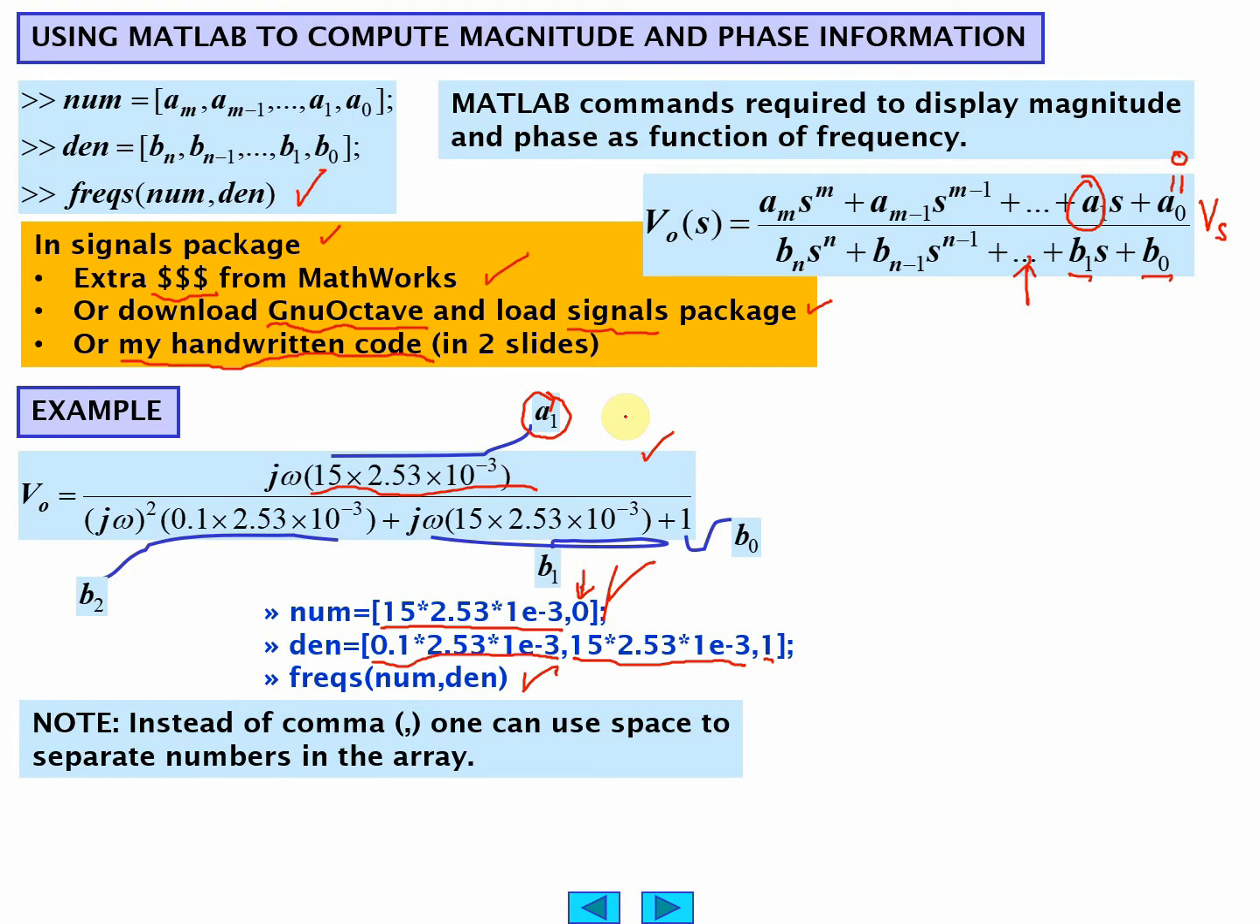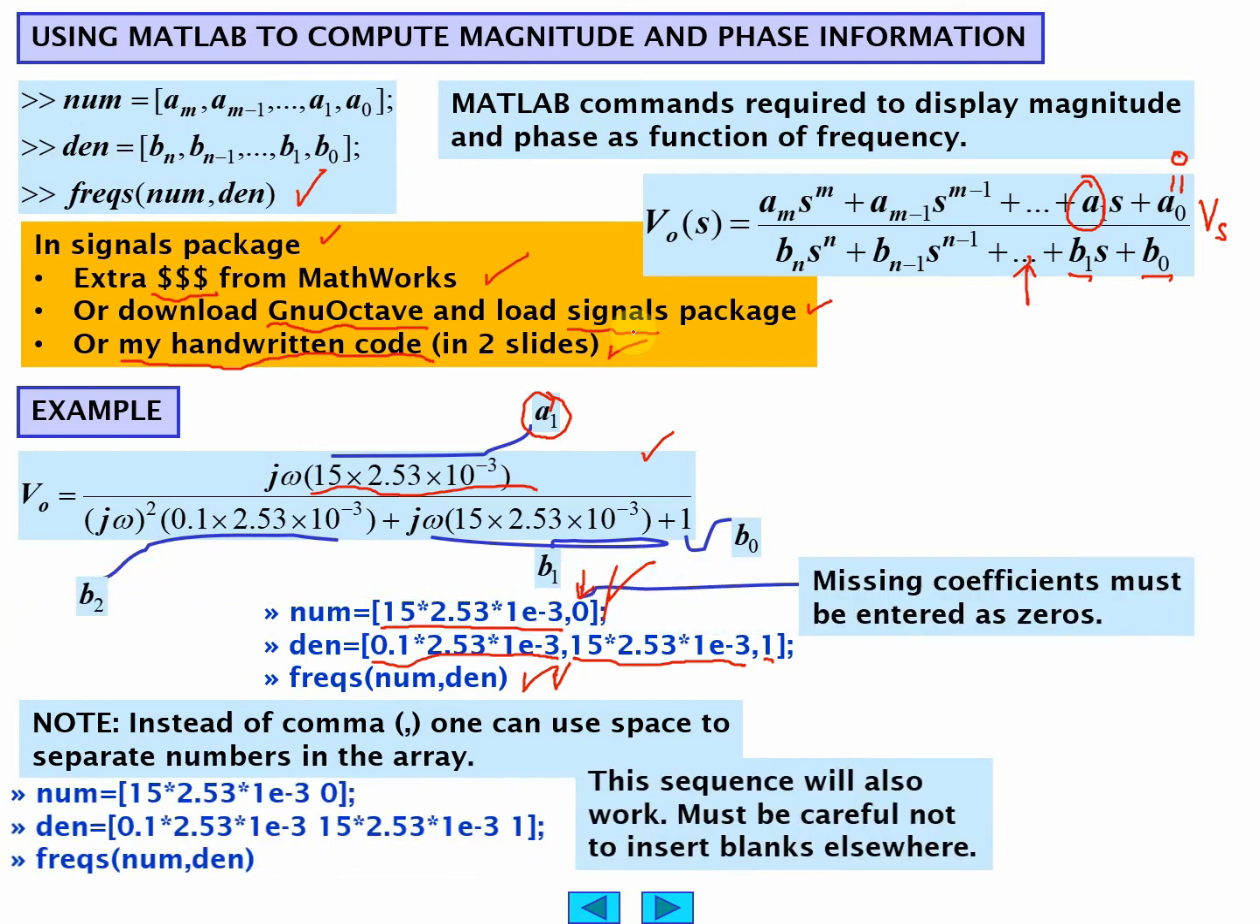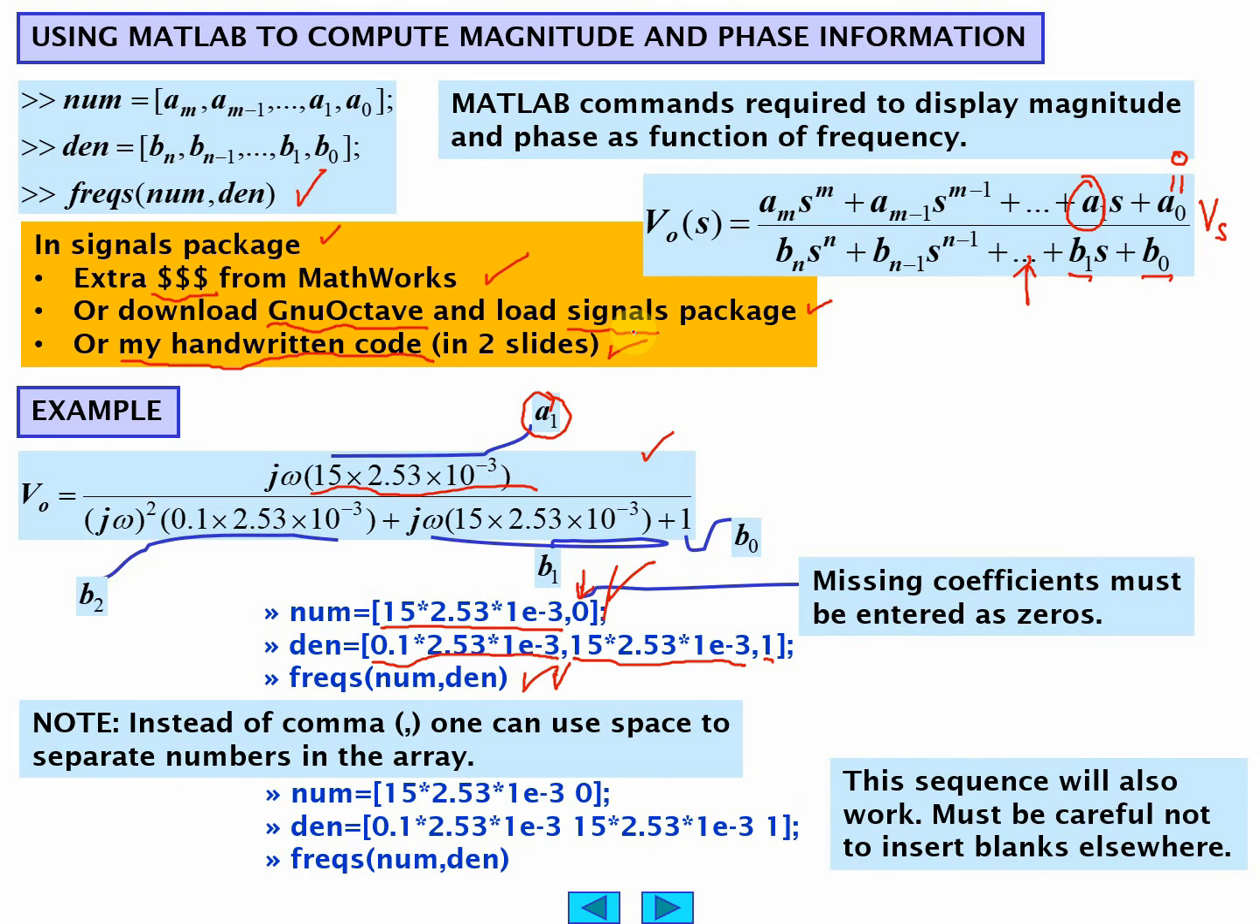I have a little, it's different. This uses, by the way, angular frequency, radians per second. I wrote my code to take hertz. Most people think in hertz. Okay, missing coefficients must be entered as 0. And the point here is that in MATLAB you can use a space instead of a comma. But you can't have a space here, or any other places. No other space is allowed, just where you want to separate two distinct numbers.